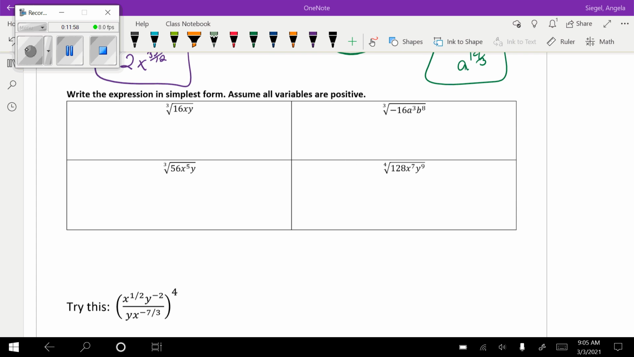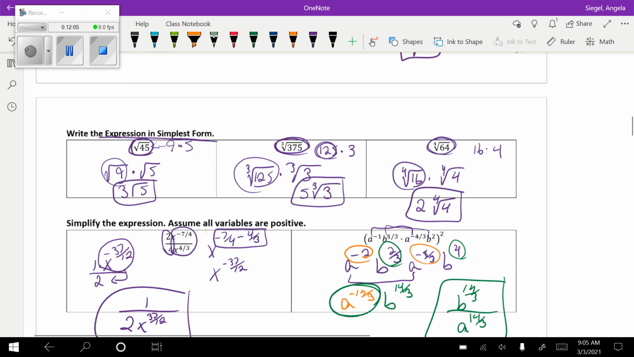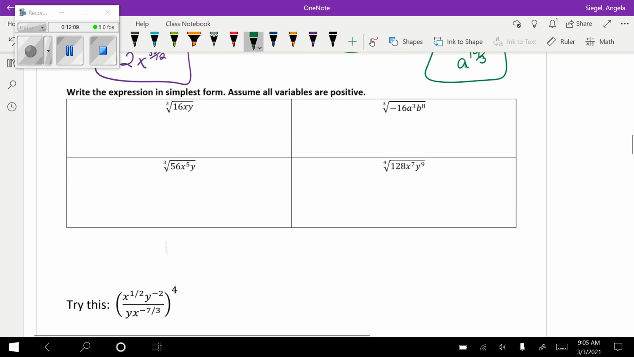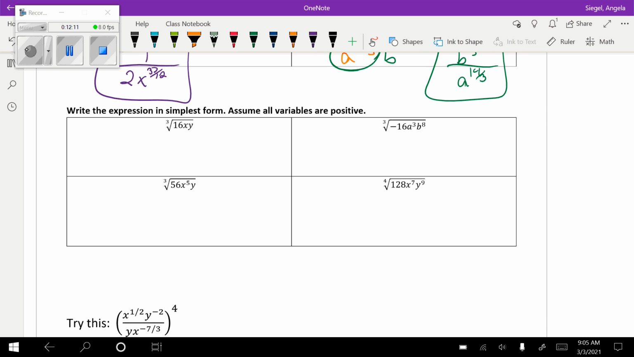Okay, so this is our last thing that we're going to do to simplify. It is very similar to what we did up here. We're going to start off with the numbers, the same way that we did up here. So what is the biggest perfect cube that is hiding in 16? I know that 8 times 2 is 16, and the cubed root of 8 is 2.